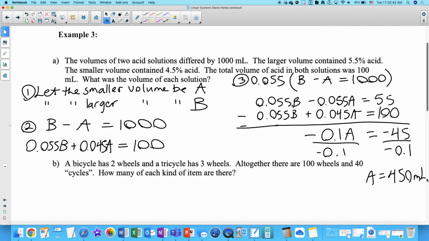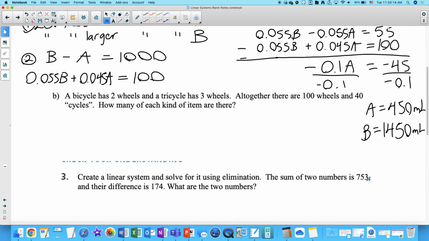Okay, well, if that's the smaller volume, then what's the bigger volume going to be? 550? How much do they differ by? 1,000, yes. So B would have to be 1,450 milliliters. Yes? A be 4,500? I don't think so, because 45 divided by 0.1. Oh, 0.1. Yeah, you missed the decimal. Yeah, okay.